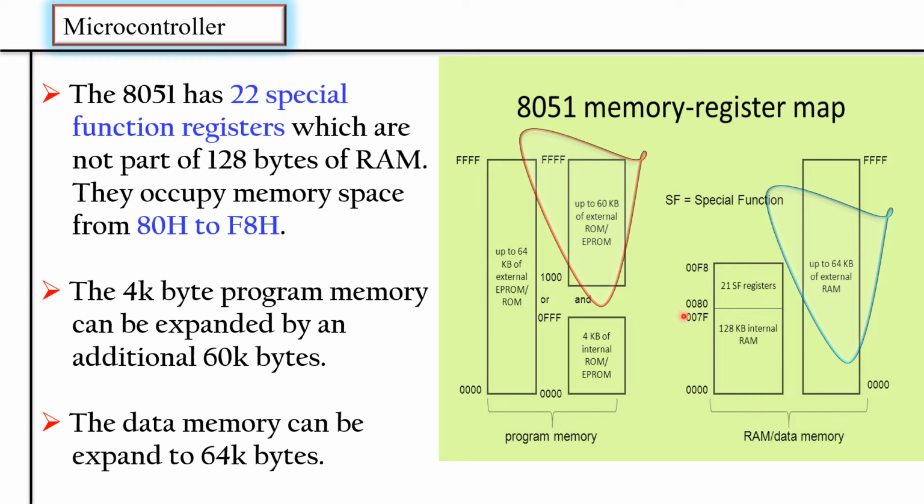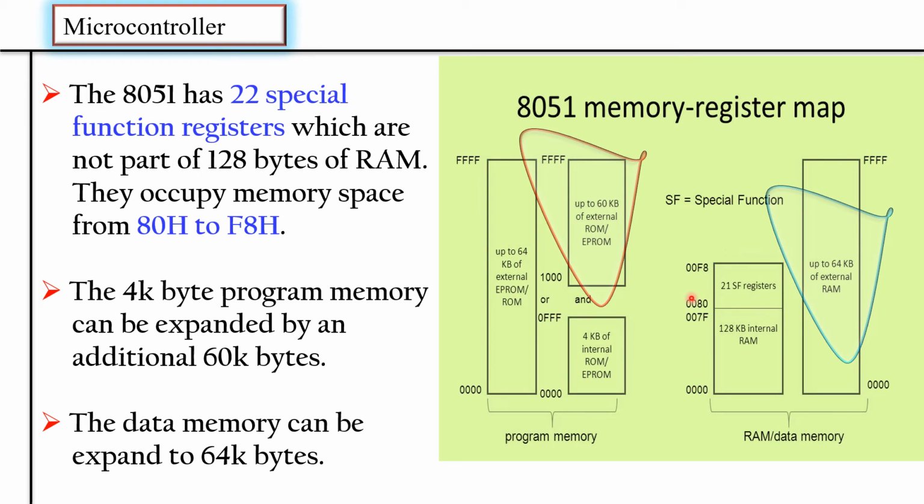See this from 0080 to 00F8, that is 22 special function registers, which are not part of this 128 bytes of RAM. They occupy the memory space from 0080 to 00F8H, right? So 8051 has 22 special function registers, see over here, which are not part of the 128 bytes of RAM. They occupy the memory space from 80H to F8H.